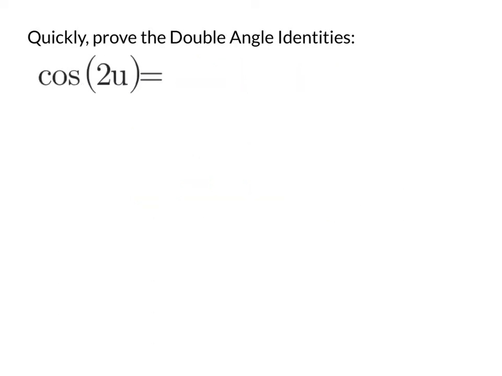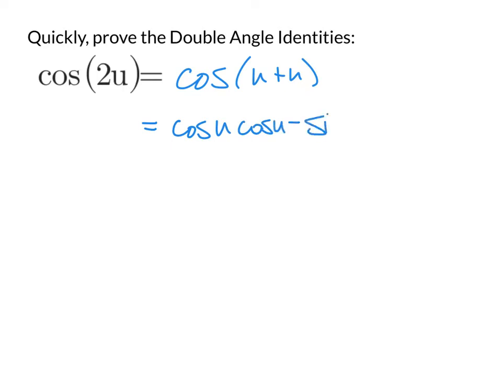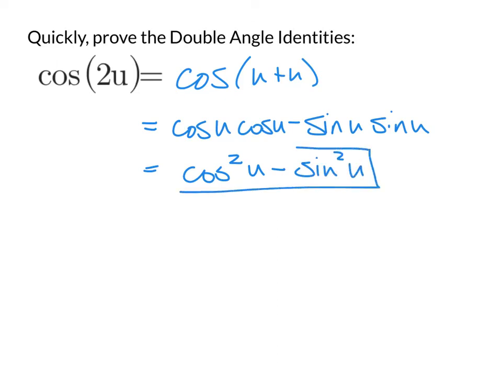The double angle identity for cosine. Similarly, cosine of 2u is cosine of u plus u. Using the identity, we get cosine cosine, so cosine u, minus sine sine, so sine u. Or cosine squared minus sine squared. This is one identity for the cosine of 2u.